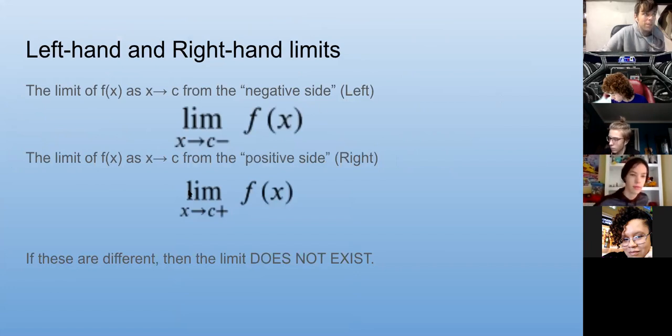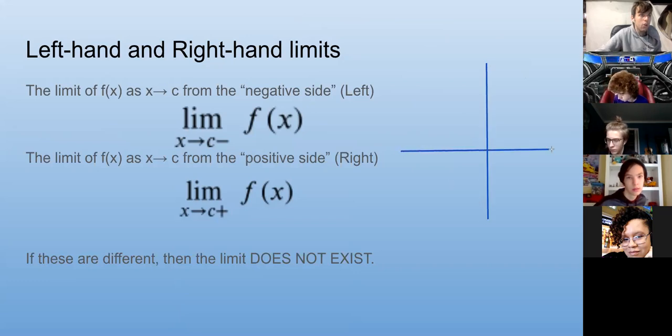Okay, so I briefly talked about this. We can talk about the right-hand limit and the left-hand limit. So the left hand is from the negative side, so we just put a little negative after the number. That way we don't confuse it and think it's -c. We just know that it's from the negative side what the limit is. So in that case, if you have a graph, you're only talking about what's happening from the negative side. So if you're approaching a particular value, c, you're only approaching it from the left side. You don't care about what's happening from the right side in this case.